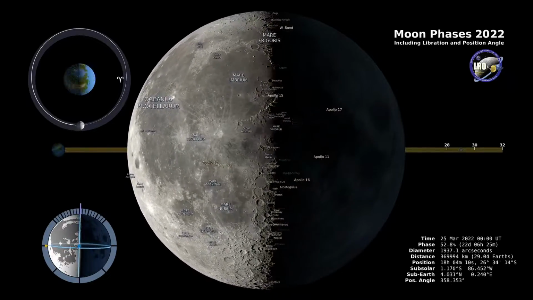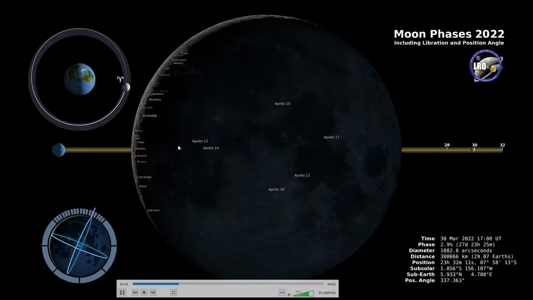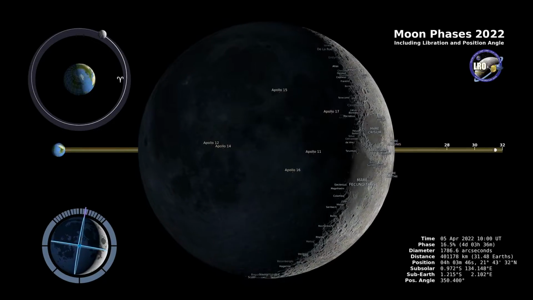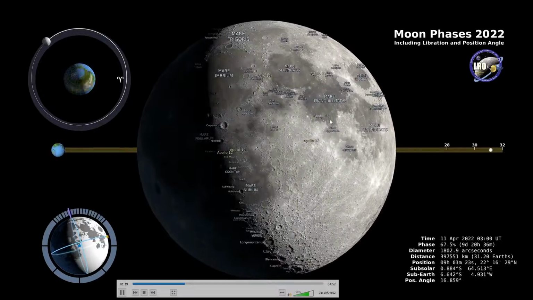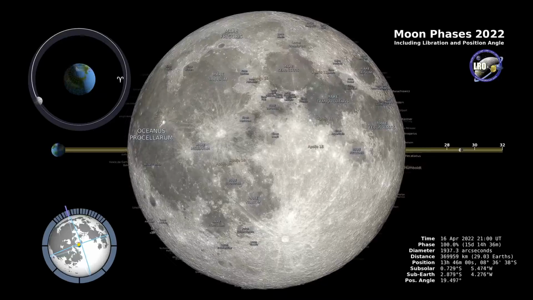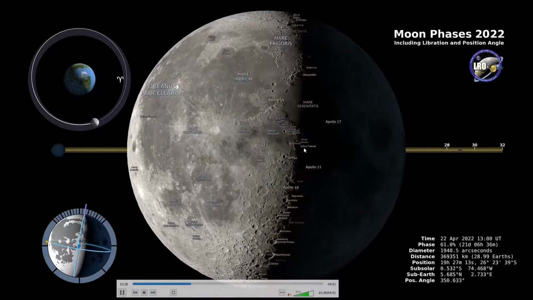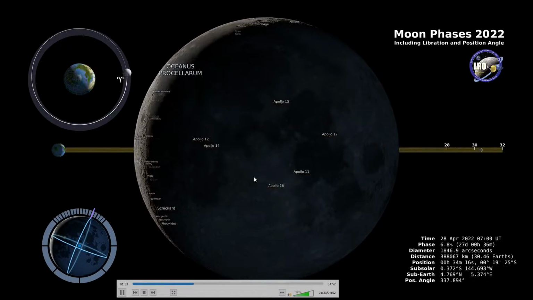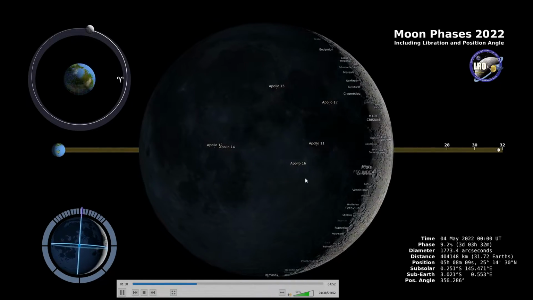Here are the Apollo missions' landing sites on the moon. There are a total of 6 missions which landed humans on the moon, beginning with Apollo 11 in July 1969, during which Neil Armstrong became the first person to walk on the moon. Apollo 13 was intended to land. Unfortunately, there was a malfunction on the spacecraft and the crew had to return. That's why there's no Apollo 13 landing site listed on the moon.